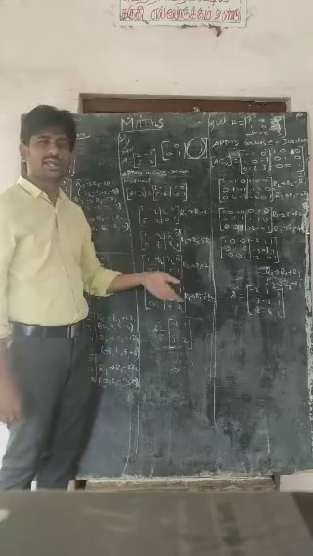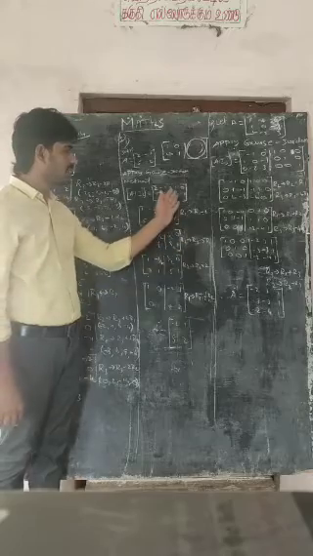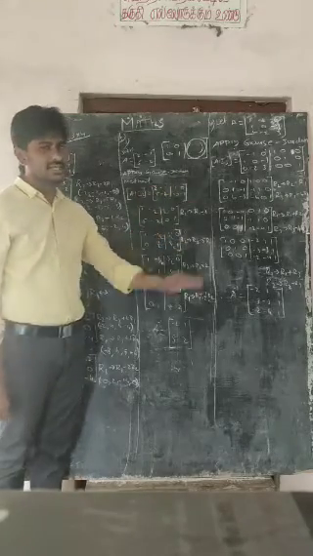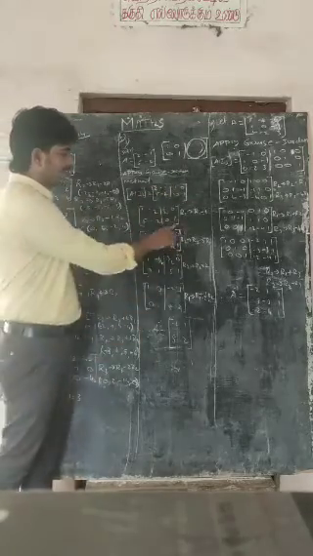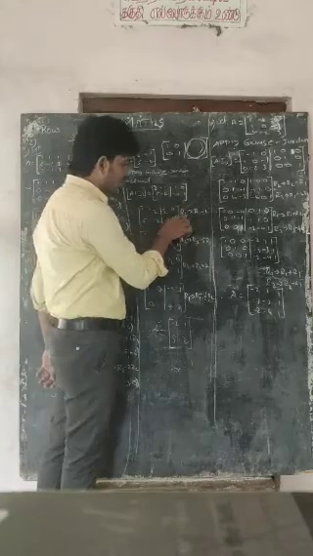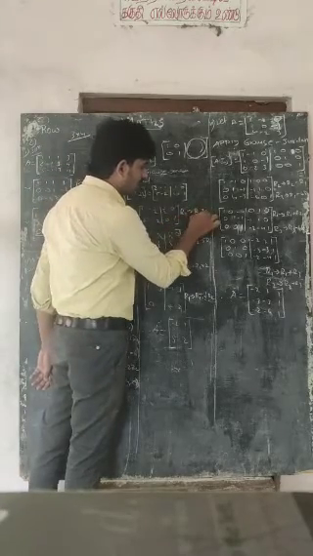We have to apply the row reduction method. The first condition here I have to write: R1 tends to R1 divided by 2.